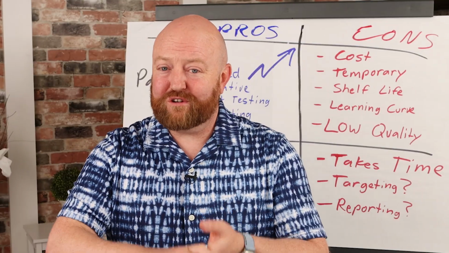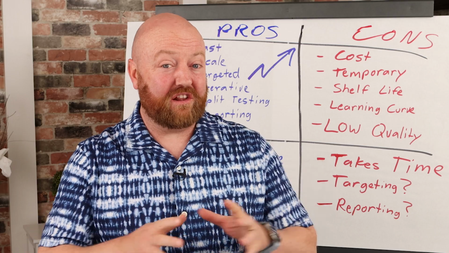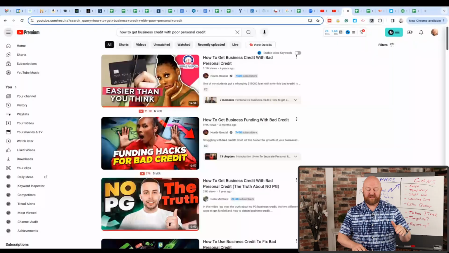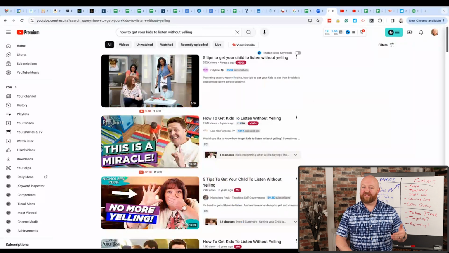So let me show you some of the results of what this organic campaign can look like on YouTube. So if you go to YouTube and you type in this question, how to get business credit with poor personal credit, notice who's at the top. That's my client, Noelle Randall. She's in position 1 and 2 for that search. What about this one? How to get your kids to listen without yelling. Notice Paul Jenkins is in position 2 and Nicolene Peck in position 3. I think that's Paul's hairline down in position 4.